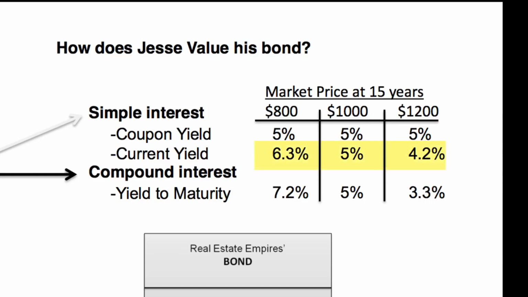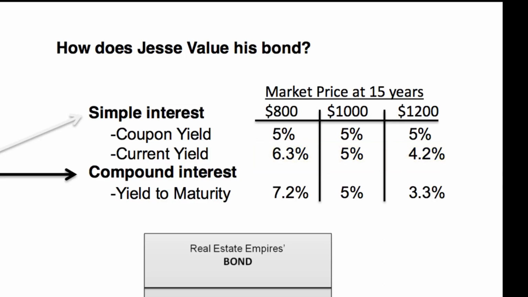So let's look at the current yield. To figure out the current yield, we're taking the coupon payments for 1 year and we're dividing it by the price that you're paying. And as you can see, the first one for $800 was 6.3%. For the $1,000, it was 5%. And for $1,200, it was 4.2%. Okay, but those aren't the real numbers, and we know that.